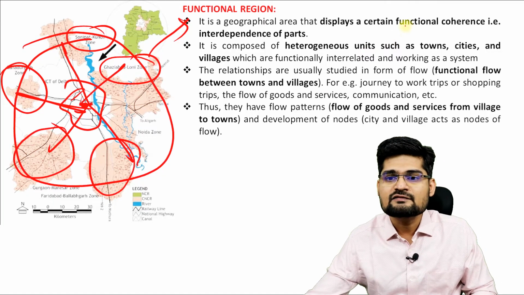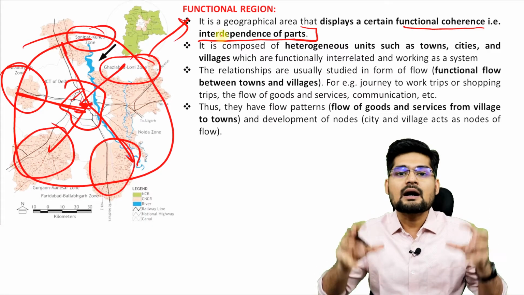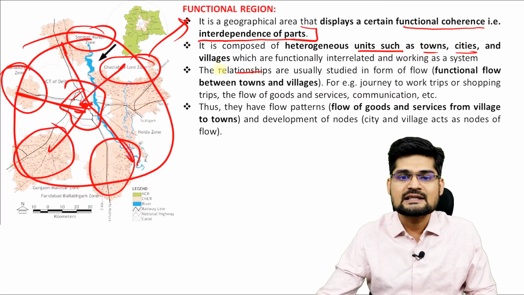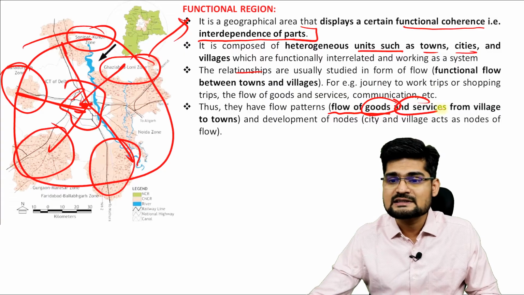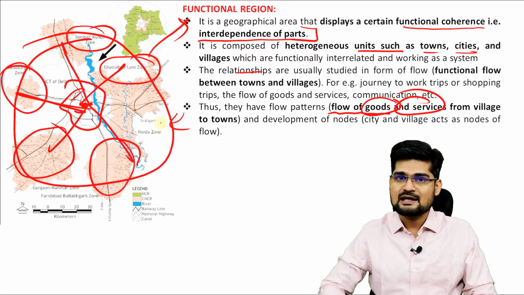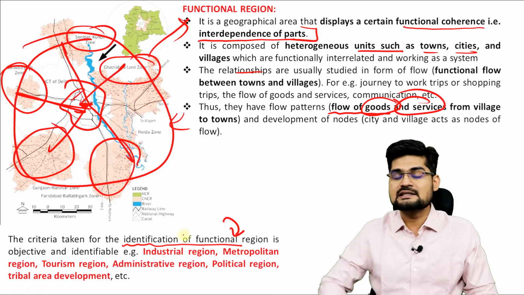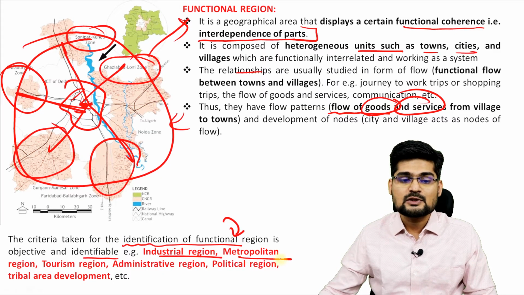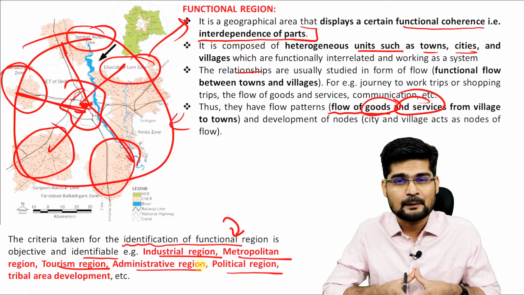It displays a certain functional coherence, and it is made of a systems approach, which is many parts making a whole system. So it is composed of heterogeneous units such as towns, cities, villages coming together in this system. And here flows are very important, flows of goods and services, right? So you can observe this kind of example. And very important, the criteria taken for identification of a functional region is, remember, objective and identifiable. For example, industrial region, metropolitan region, tourism region, administrative region, political region. These kinds of regions, if you observe, are purpose driven, function driven, isn't it?